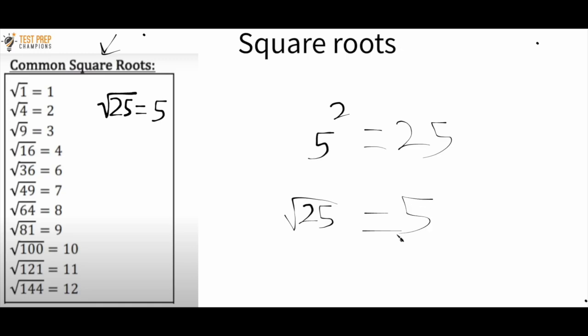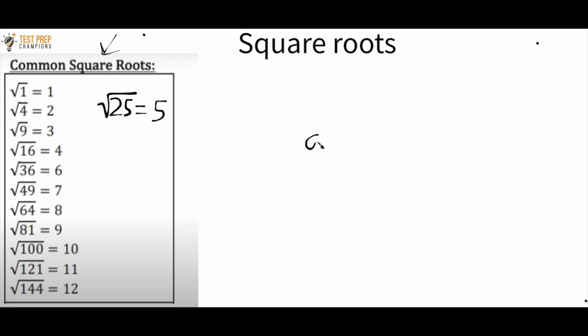Let me show you one more example here just to make this point. Let's say that I start off with 9 and I square it. So what is 9 squared? Well, 9 squared is 81. Then what happens if I take the square root of 81? What does that get me? Well, the square root of 81 is equal to 9.